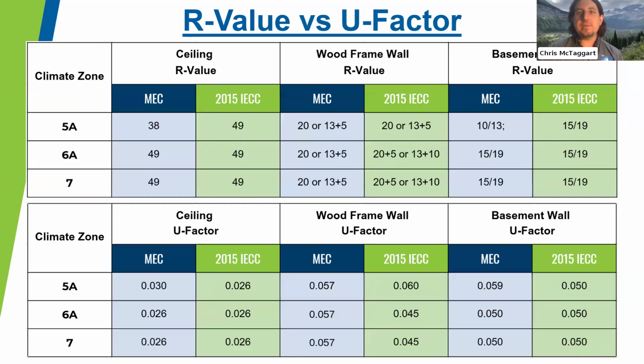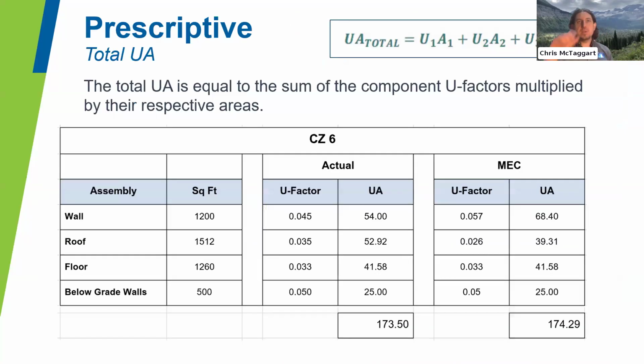So this just shows you the equivalent U factor for the assembly. This is more relevant if you're doing what's called a total UA calculation, which would be used for energy code purposes. So doing a total UA calculation, this would be summing the walls plus the roof plus the floor plus below grade walls. You've got your square footage times the U factor of that assembly. That gives you your U times A, or the UA.